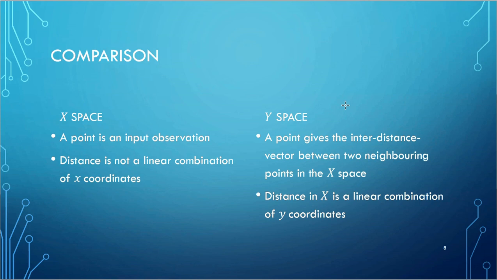So just to give a brief comparison of the X space and the Y space: a point in the X space is an input observation, whereas a point in the Y space gives this interdistance vector between two neighboring points that are in the X space. So in the X space, distance is not a linear combination of the X coordinates, but in the Y space, that's the key. The distance in X is a linear combination of the Y coordinates.